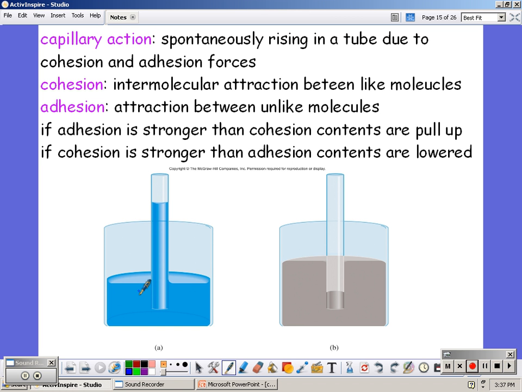If the adhesive forces are stronger than cohesive, the contents are pulled up. So water will magically, quote unquote, be pulled up the tube because the adhesive forces are stronger. In fact, we see a meniscus form at the very top because it's more attracted to the sides of the container. If cohesive is stronger than adhesive, the contents are actually lower. They won't really rise in the tube. Picture B is an example of mercury. If we look at the very top of the liquid in the tube, it has a dome type appearance because the molecules are more attracted to themselves.